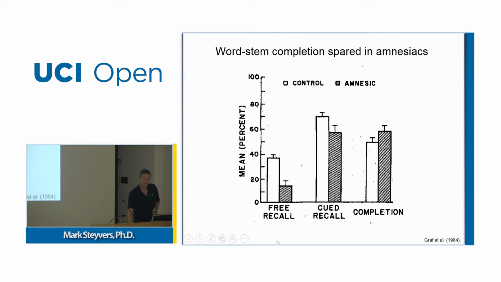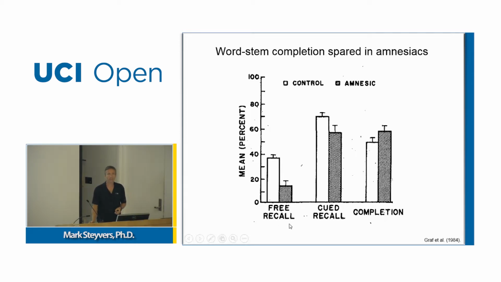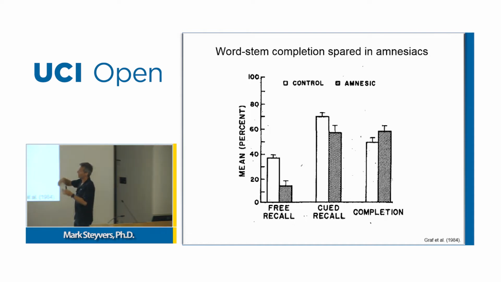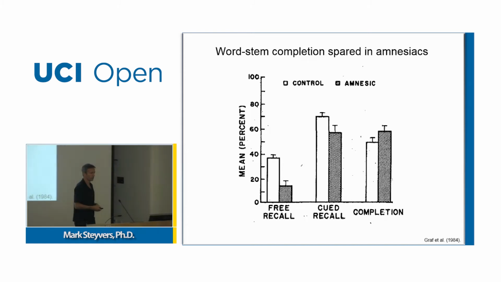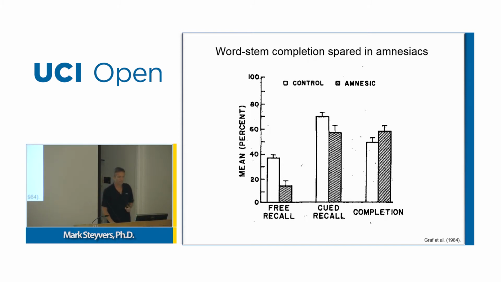Now, there was another task I didn't mention, the free recall task. Again, not surprising if you have to remember any word in any order from that list. Normal controls are far better than amnesics. The main finding is that implicit memories are spared in amnesics. So they're either about the same relative to controls, or in this case, remarkably, they're somewhat better than controls. Any questions about that?